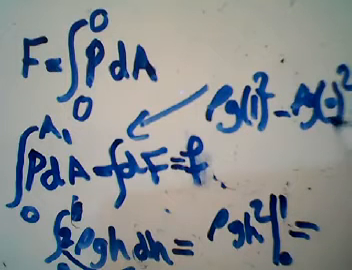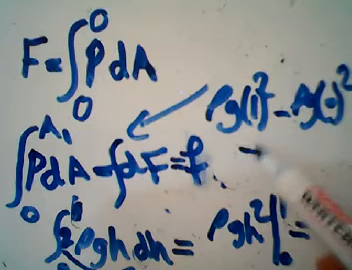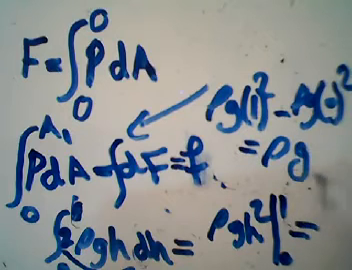Minus rho g 0 squared. This is 0, this is rho g. So the force would be rho g. Okay.